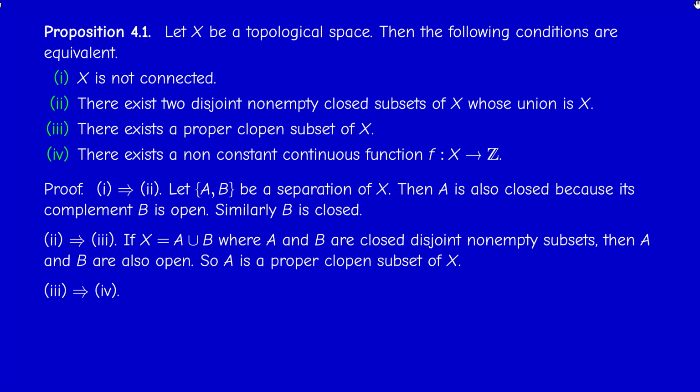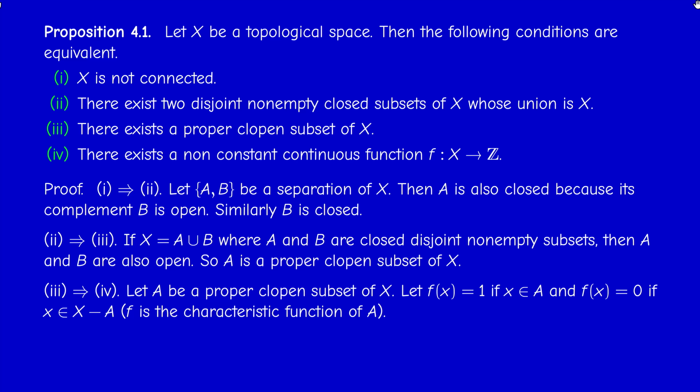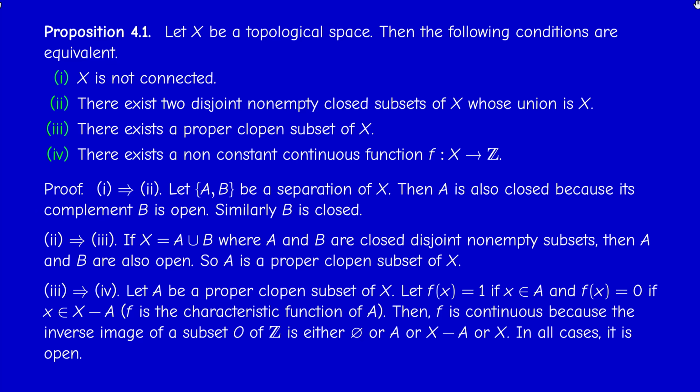3 implies 4, a little bit less trivial. So we have to prove that there exists a non-constant continuous function f from X to Z. So by 3, we know that there exists a proper clopen subset, capital A, of X. And now we take simply f to be the characteristic function of A. Also, the characteristic function of the complement of A would do as well. So this function just takes two values, 1 on A and 0 on the complement of A. Now, this function is continuous.